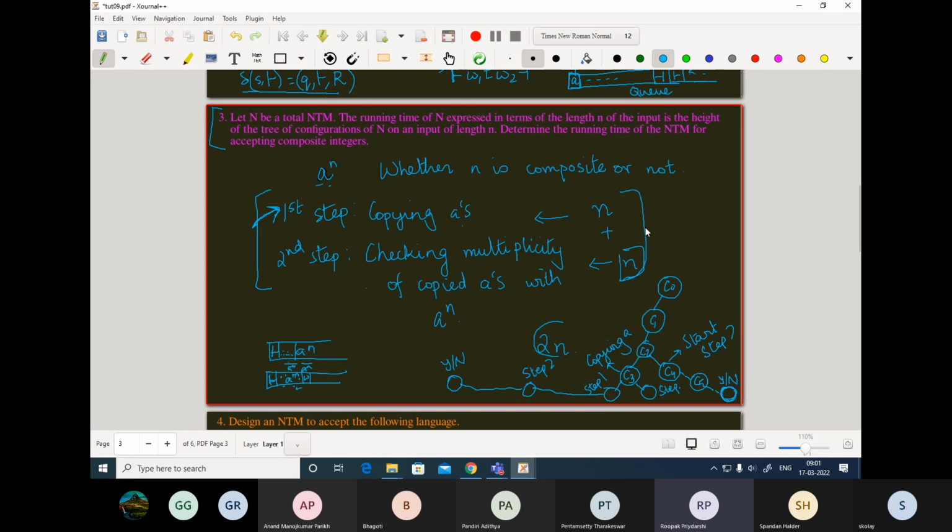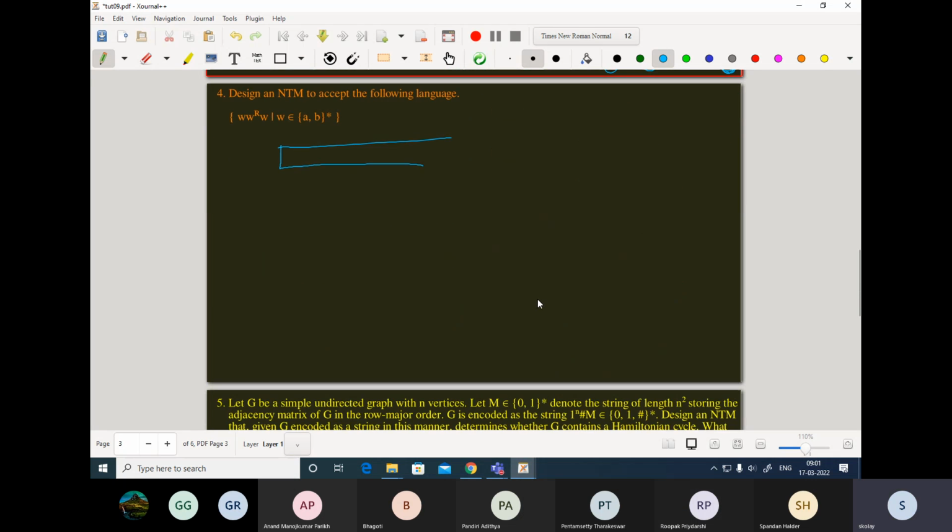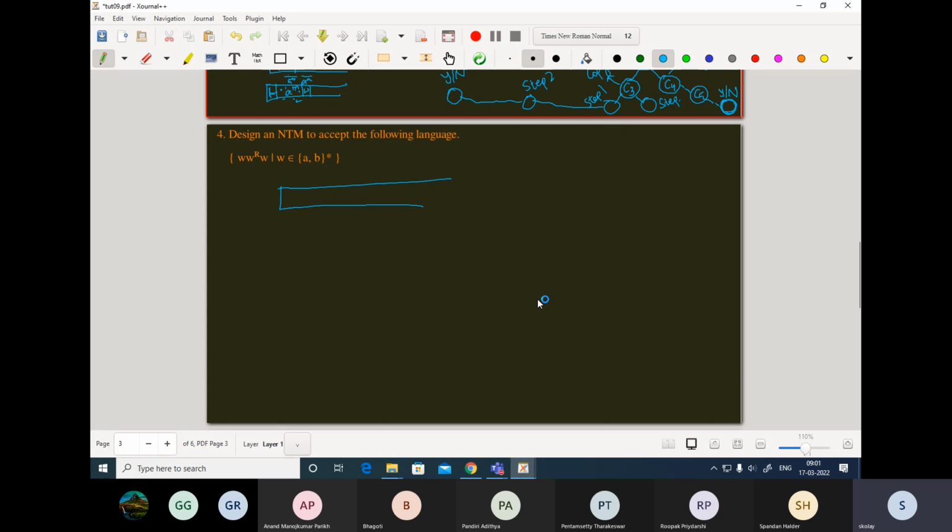Fine? Yes, sir. Okay, so next question is design a non-deterministic Turing machine that accepts the following language. You can assume you have a right-hand marker. How will you do this? Non-deterministic Turing machine.